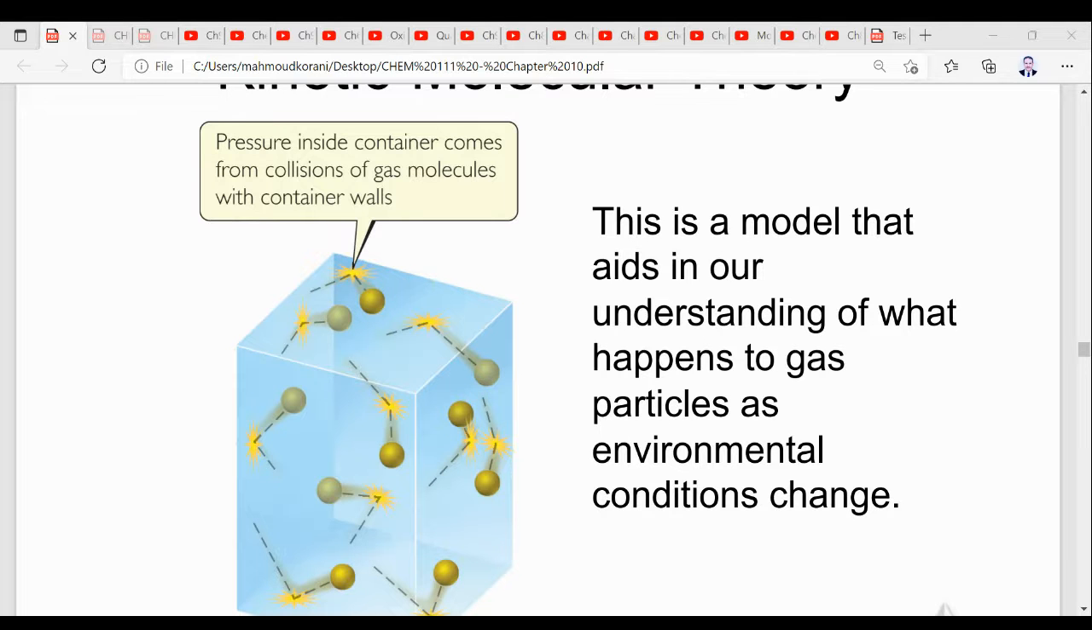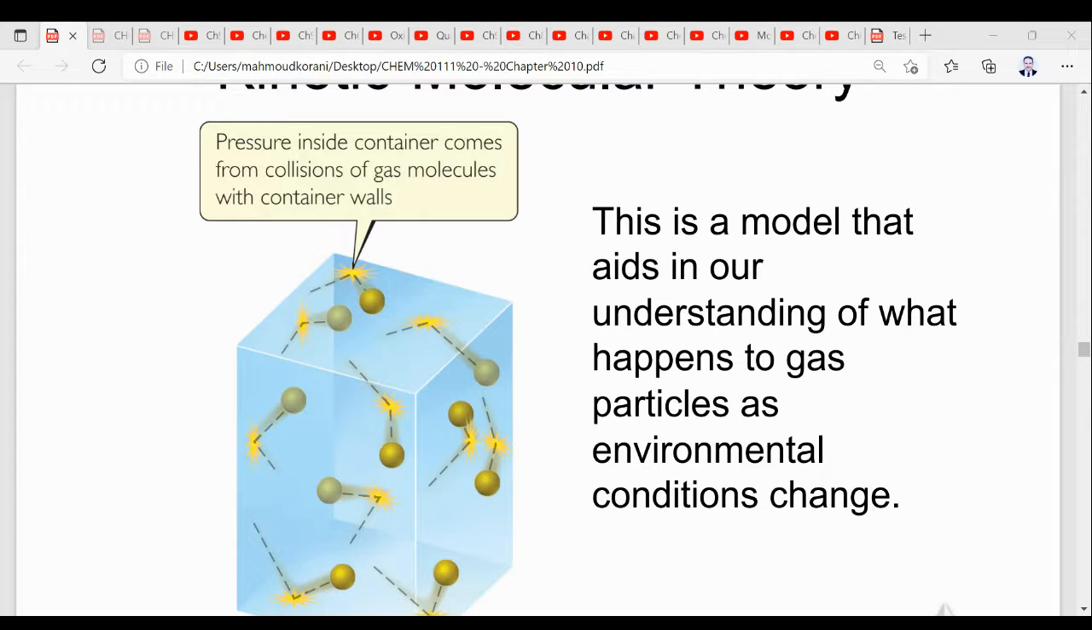The third assumption: the attractive and repulsive forces between gas molecules are negligible. What does it mean? It means there is no attraction between the gas molecules and also no repulsion force. You could say that the collision is quite elastic, with no loss of energy. You could also say the intermolecular distance between the gas molecules is very, very huge, and that's why the intermolecular forces between the gas molecules are negligible.